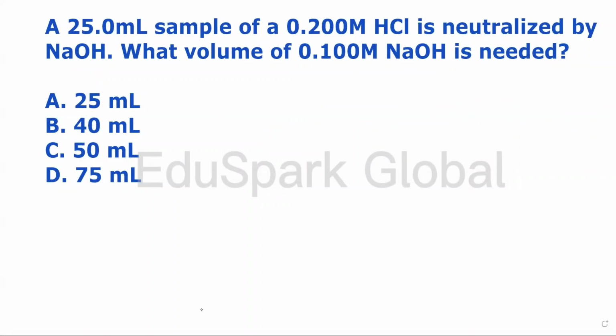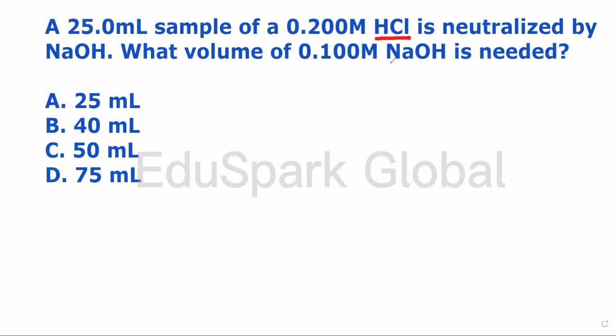In today's video, I'm going to be showing you how to solve this simple titration question. The question says a 25 ml sample of a 0.200 M HCl is neutralized by NaOH. What volume of 0.100 M sodium hydroxide is needed? And these are the options. You can pause and give this a try and then continue watching to see what the correct answer is.